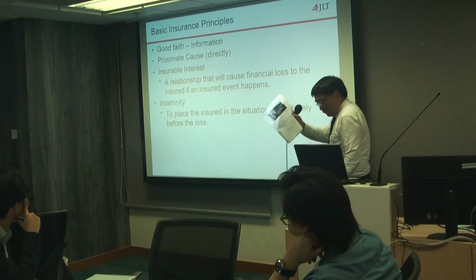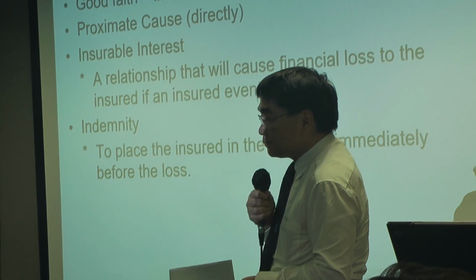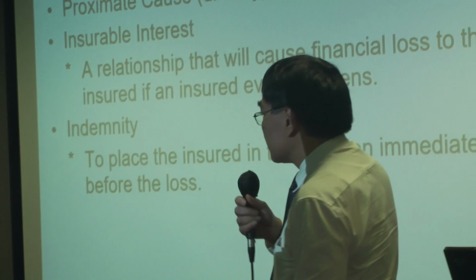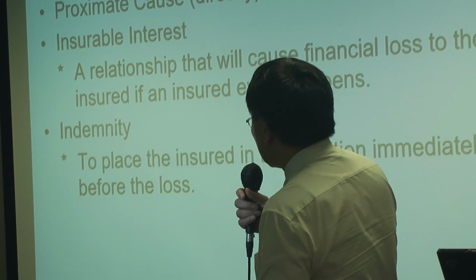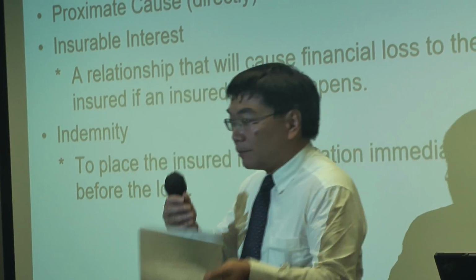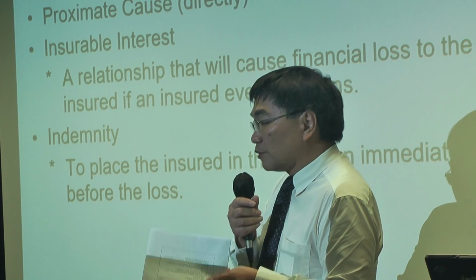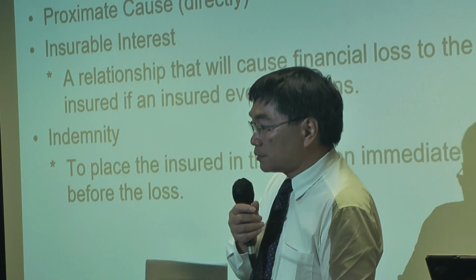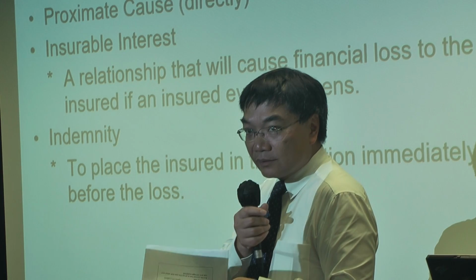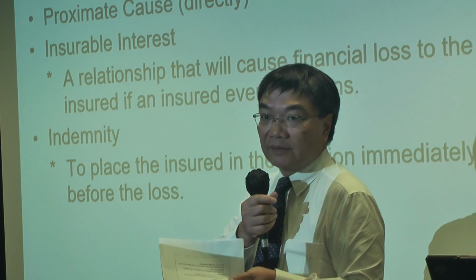Okay, indemnity. Again, to distinguish it from gambling, there is the principle called indemnity. Insurance will only place the insured in the situation immediately before the loss. So, for example, for Polytech, the building costs, say, 100 million Hong Kong dollars. Is it possible for Hong Kong Polytechnic to insure the building for double the cost? No. Even if it is insured for such a sum insured, any loss will be payable only up to the value of the building itself.